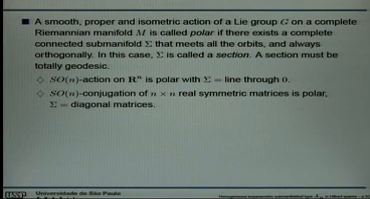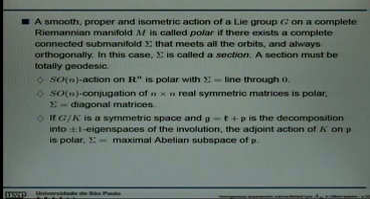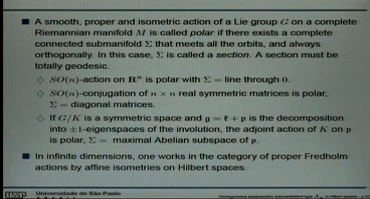Finally, these two examples can be generalized. If you take any Riemannian symmetric space with Cartan decomposition K plus P, then the isotropy action of K on P is polar. The section is given by a maximal abelian subspace of P. Also, in infinite dimensions, we can use the same definition, but we have to work in the category of proper Fredholm actions by affine isometries on Hilbert spaces.